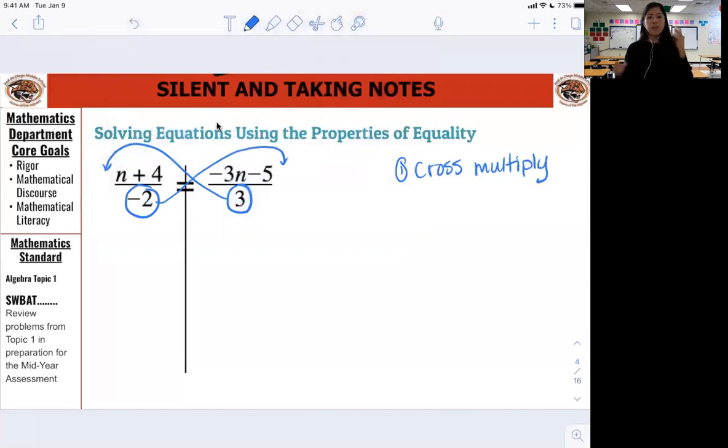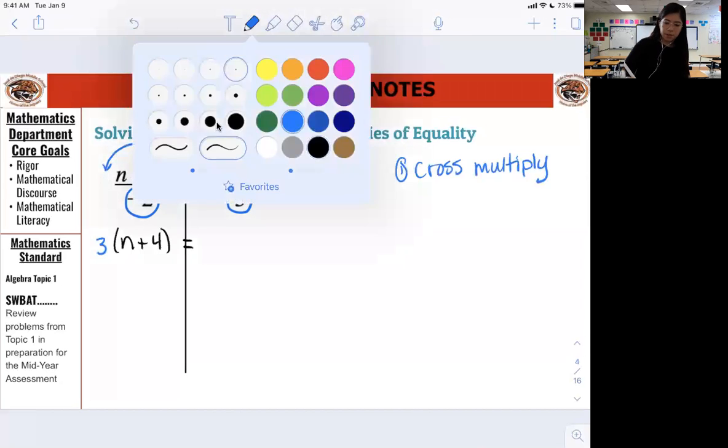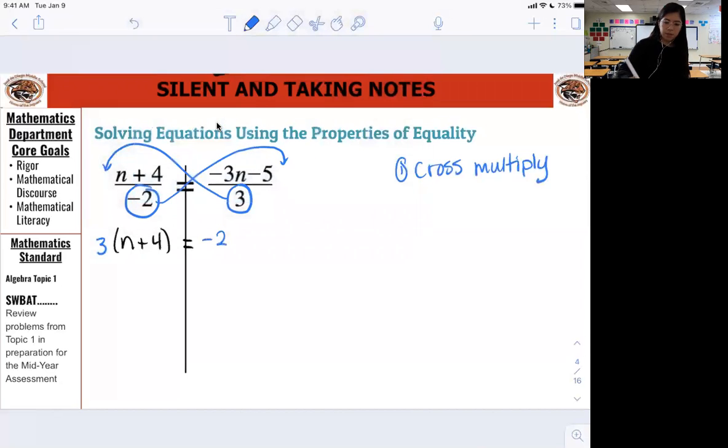Now, what happens is the denominators will go away, and we're going to be left with 3 times n plus 4, and then -2 times -3n minus 5. Miss, I don't understand. So that's what I kind of want to explain, how this works. Like, why does that happen?